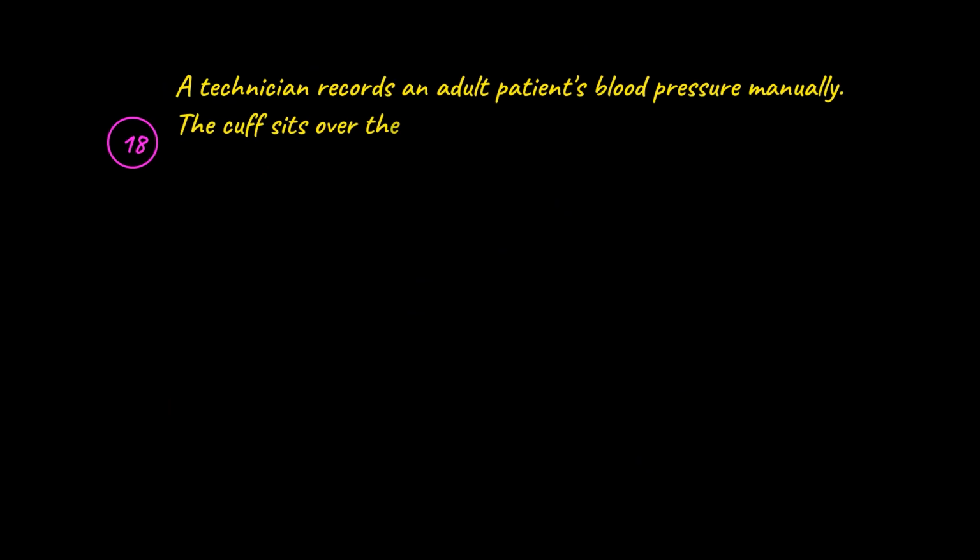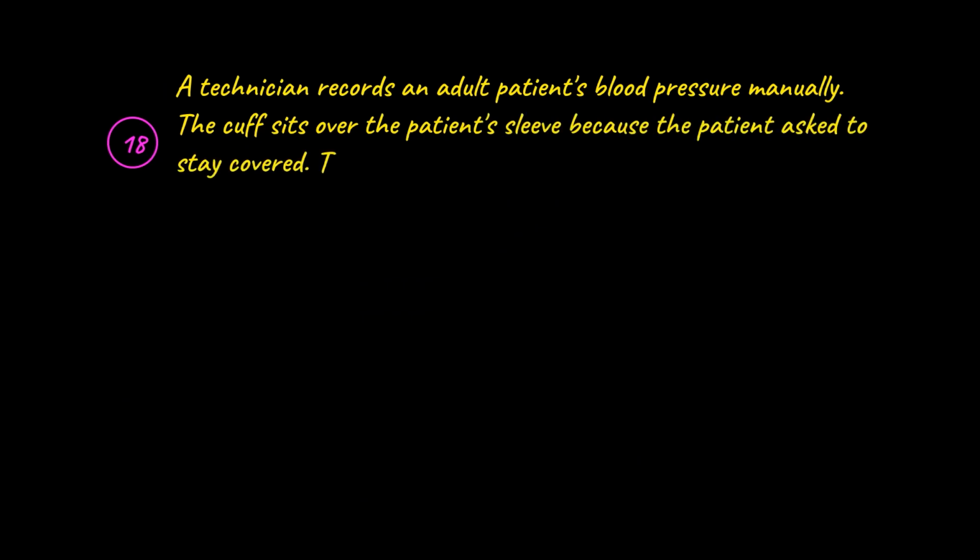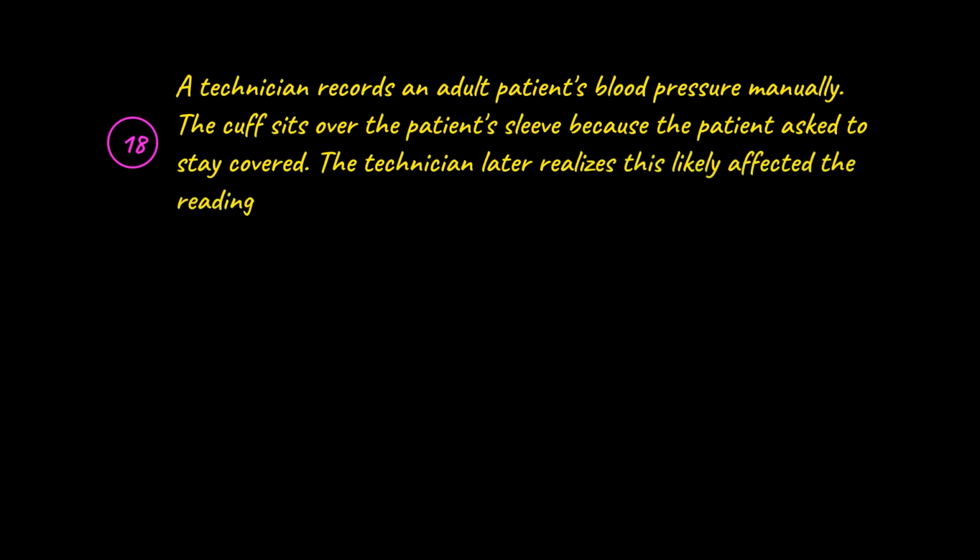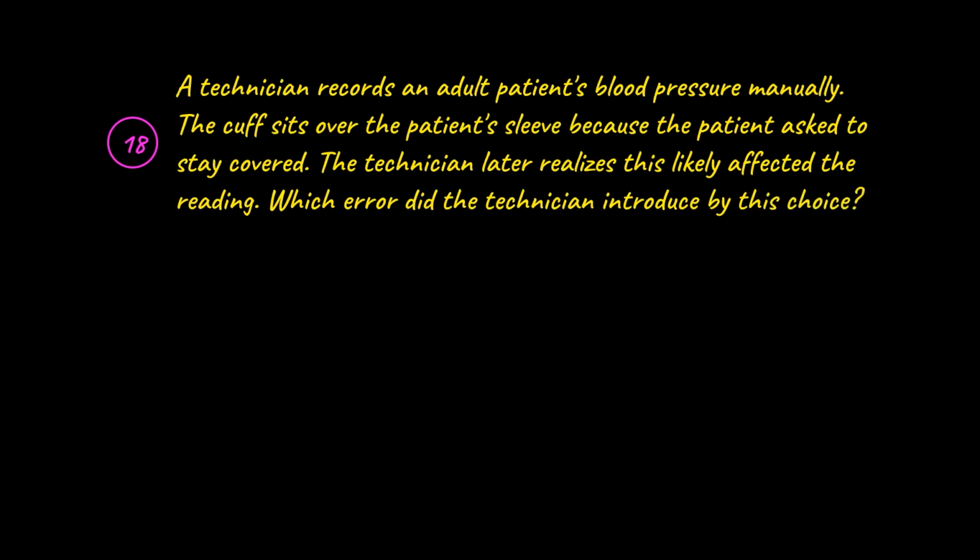Question 18. A technician records an adult patient's blood pressure manually. The cuff sits over the patient's sleeve because the patient asked to stay covered. The technician later realizes this likely affected the reading. Which error did the technician introduce by this choice?